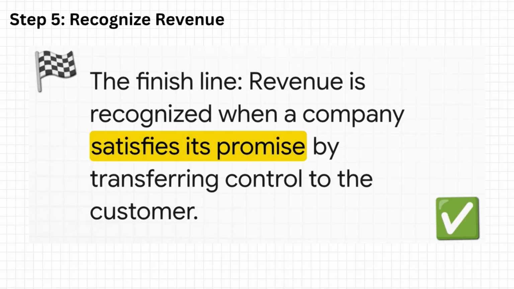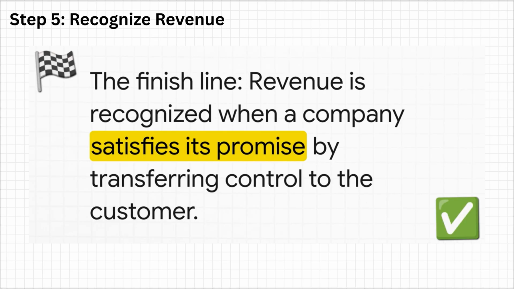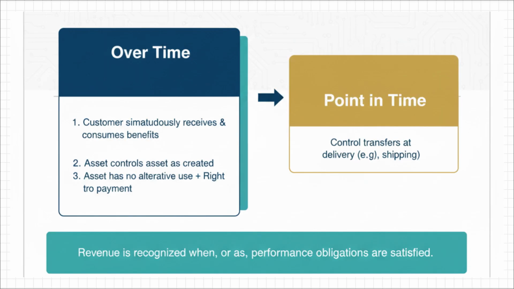Once the price is allocated, the final step is deciding when to recognize revenue. Revenue is recognized when, or as, performance obligations are satisfied. Over time applies when the customer simultaneously receives and consumes benefits. The customer controls the asset as it's created. Or, the asset has no alternative use and you have a right to payment. Point in time applies when control transfers at delivery. Example: delivering the handset equals point in time. Providing monthly phone service equals over time.